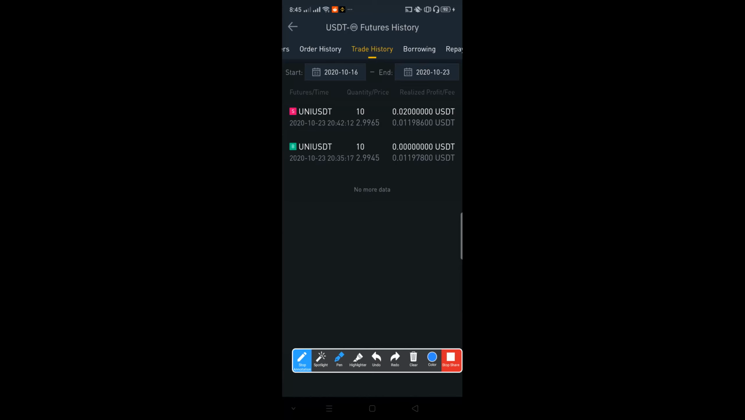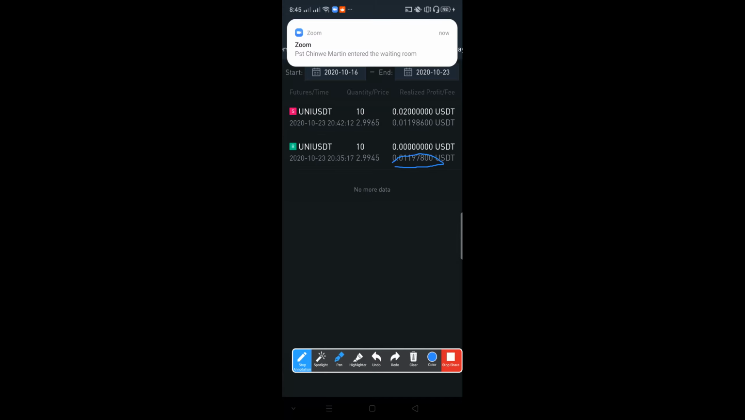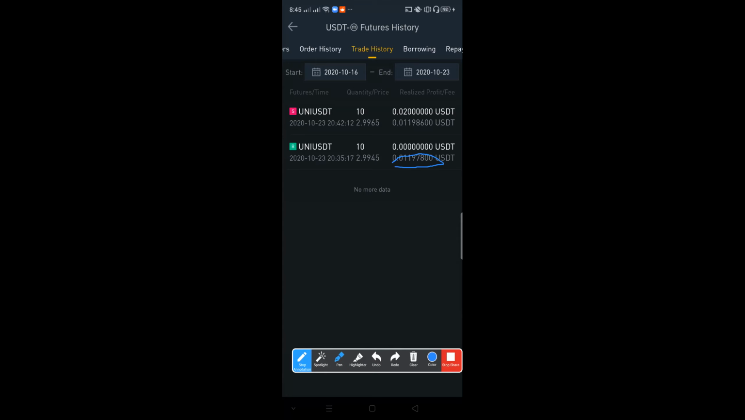I was charged this amount when I was buying the uni, this one under, that is what they charged me. Then when I was selling, I was charged this. So if you add these two together, you realize that it's more than the profit I made, because the profit I made from selling uni is 2 cents. That's the profit I made. So if I had these two together, it is more than the profit. That's why I am sure that the money I have there reduced a little bit.